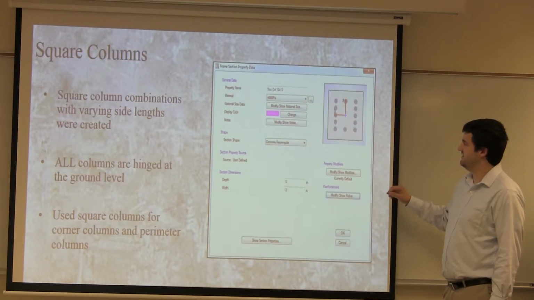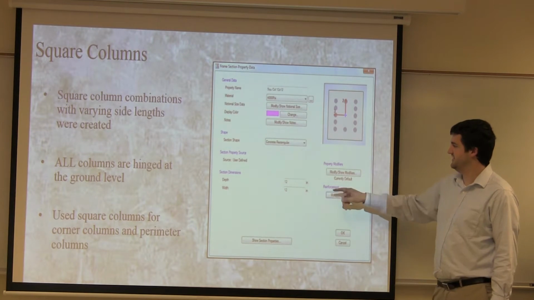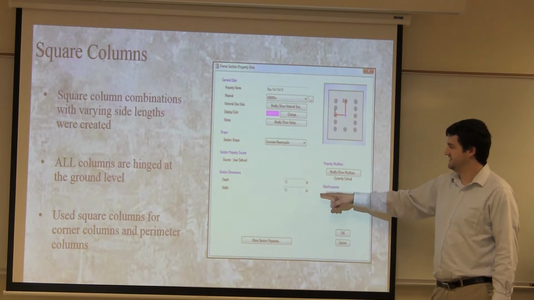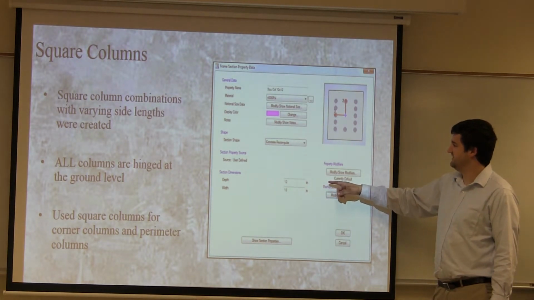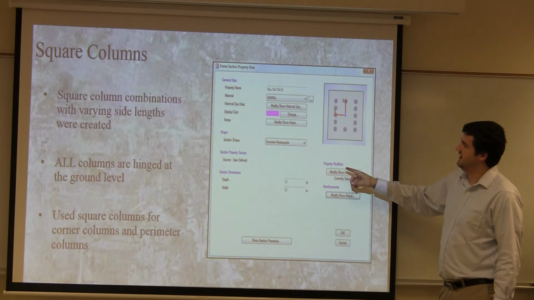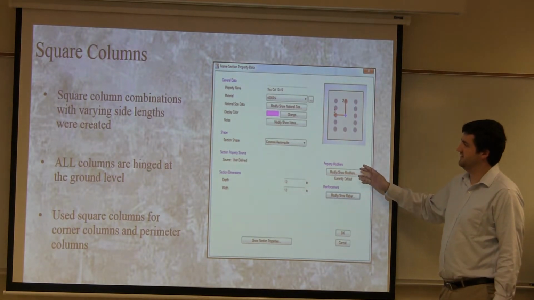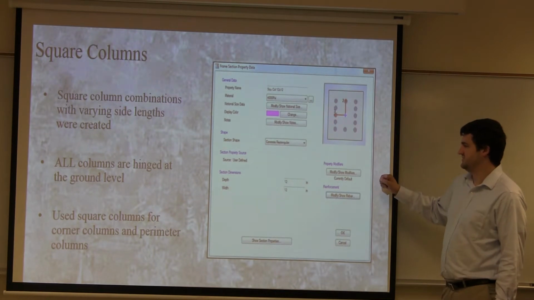Next, we have square columns, and like the beams, we went through and we did every combination we could imagine. This one had a lot less because the depth is equal to the width. So this one is a 12-inch square. All columns, both square and circles, are hinged at the ground level. We use square columns for corner columns and perimeter columns.